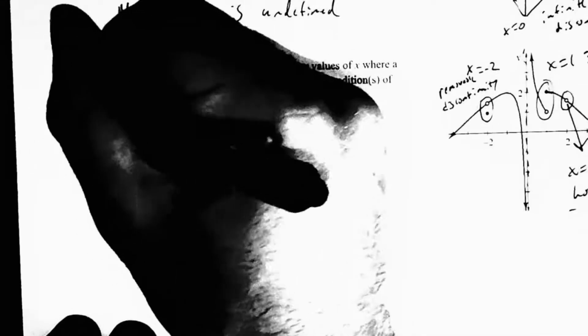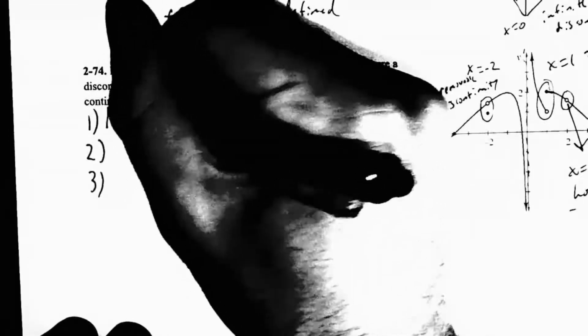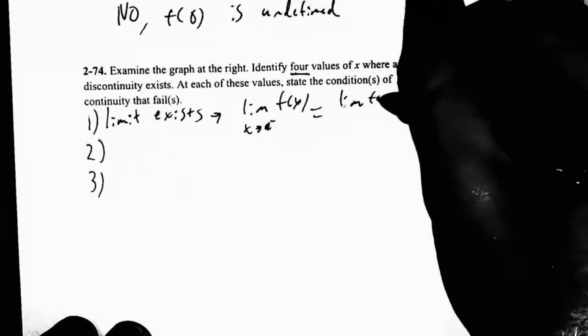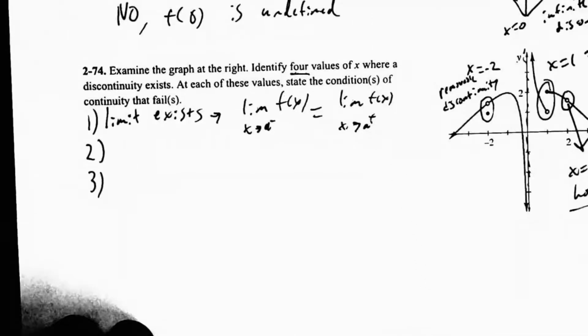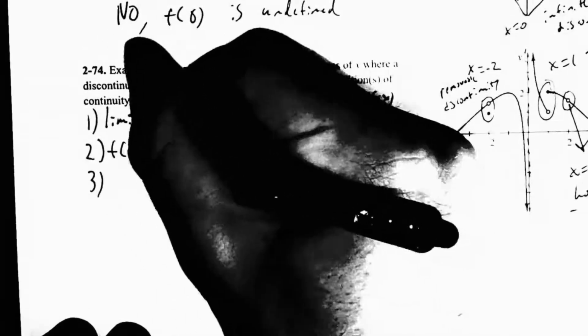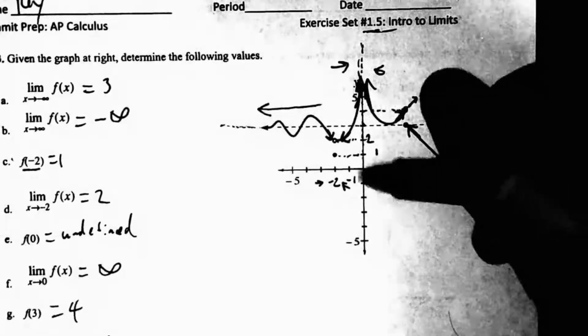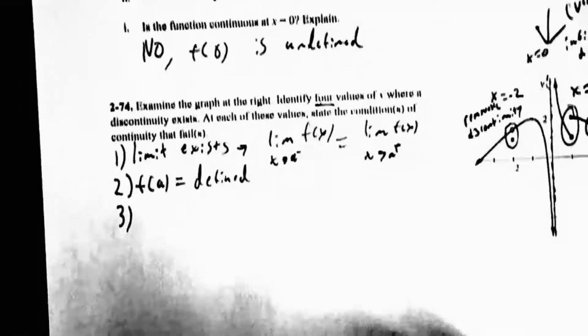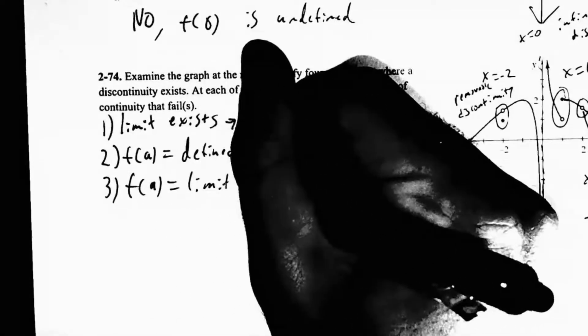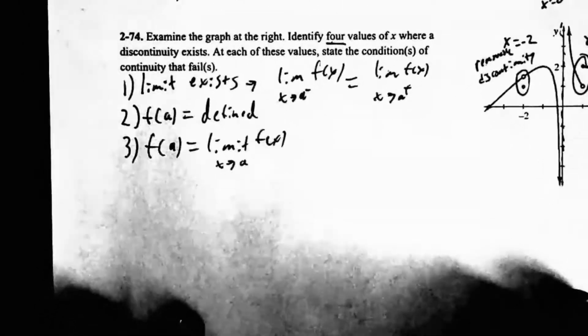So reminder, the conditions are as follows. You need to know these, you need to memorize these. Number 1, simply the limit exists. That means the limit as x approaches a from the left equals the limit as x approaches a from the right. So the limit from left and right are equal. Number 2, f of a is defined. Remember, in our first problem, we said that f of 0 is undefined because there is no output. So basically, there needs to be an output. And number 3, the output needs to equal the limit. You need to memorize these, okay? You need to know these 3.